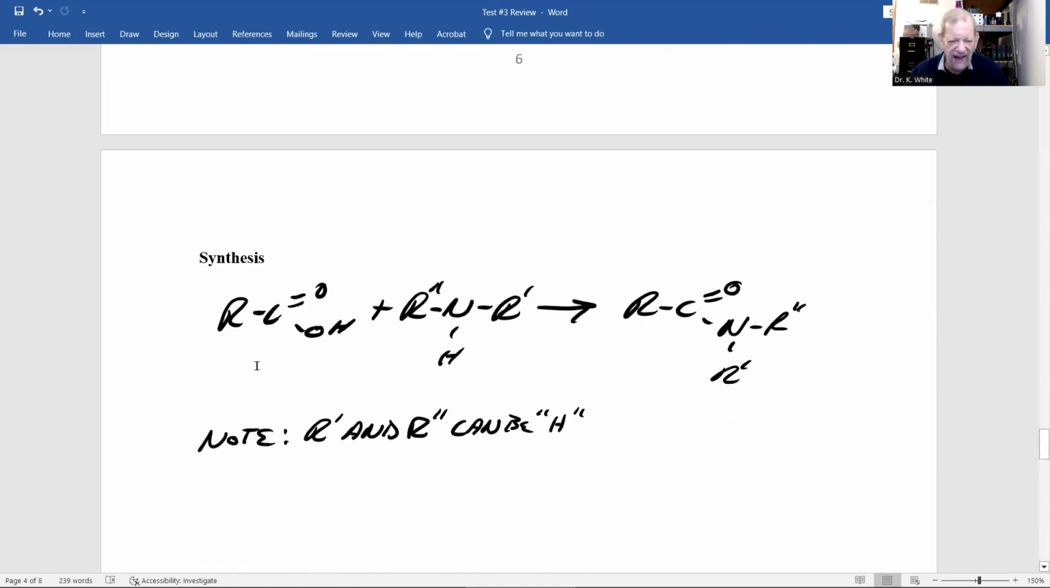Now, how do you make an amide? You take a carboxylic acid and react it with either a primary amine, a secondary amine, or ammonia. Here, R prime and R double prime, one or both, can be hydrogen, and you'll get an amide. Remember, nitrogen, I forgot to mention, has 3 bonds to it in primary, secondary, and tertiary amines and amides. In amine salts and quaternary ammonium salts, it has 4 bonds to it.